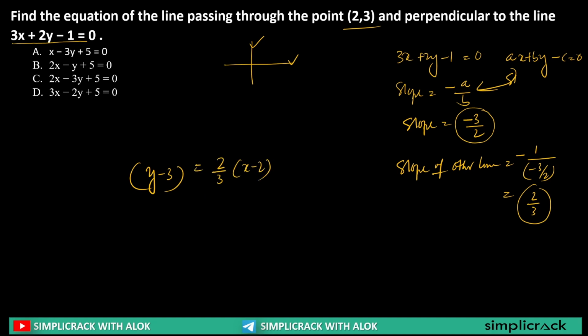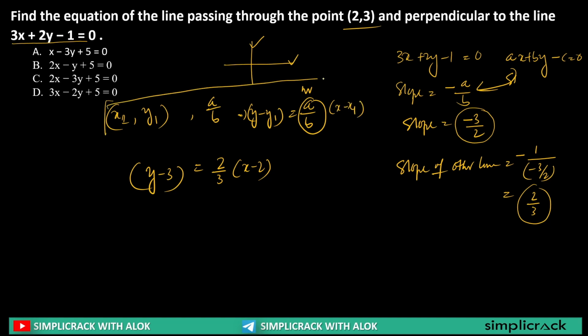This is a formula. If a line is passing through x1, y1 and the slope of the line is a by b, then the equation of the line is y minus y1 equal to a by b into x minus x1, or sometimes it can be written as m into x minus x1. This is a formula in coordinate geometry.